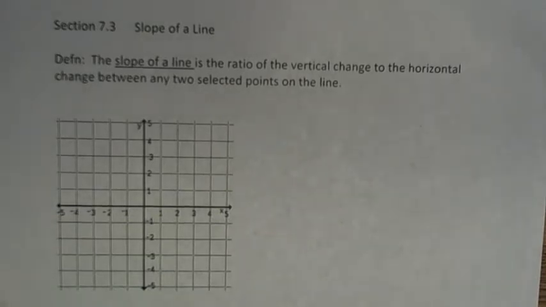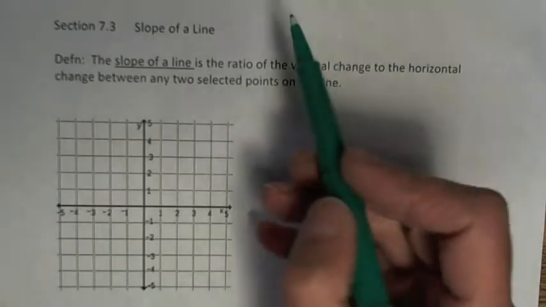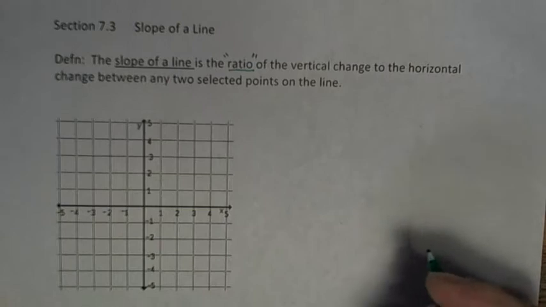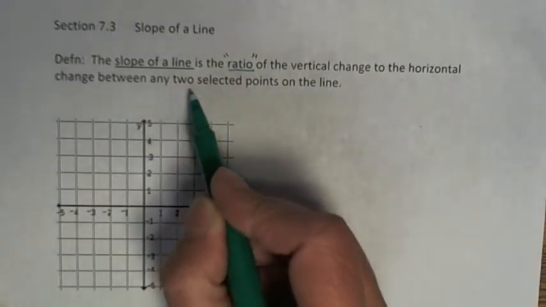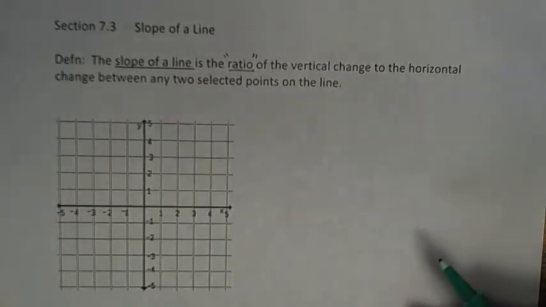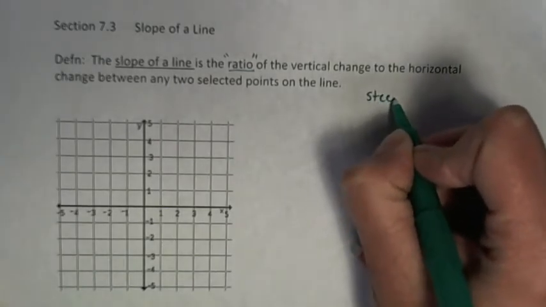Hello, today we're going to look at section 7.3, the slope of a line. Now by definition, the slope of a line is the ratio, and notice this is a word we have talked about before, the ratio of the vertical change to the horizontal change between any two selected points on the line. Another way to think about the slope of a line is to think about it as being the steepness of the line.